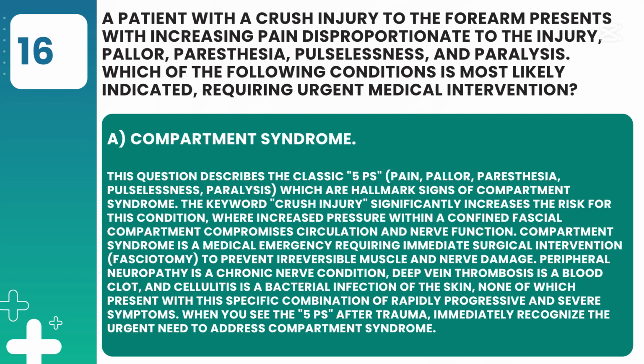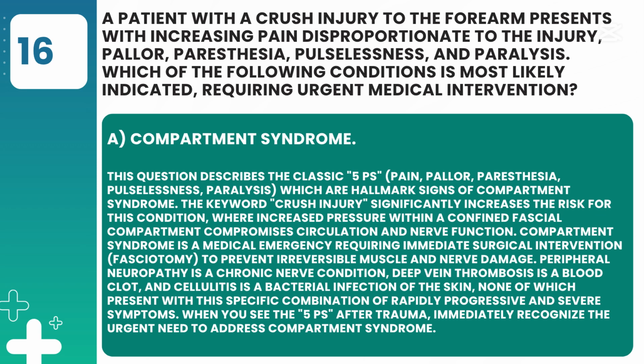Answer: A. Compartment syndrome. This question describes the classic 5 Ps: pain, pallor, paresthesia, pulselessness, paralysis, which are hallmark signs of compartment syndrome. The keyword crush injury significantly increases the risk for this condition, where increased pressure within a confined fascial compartment compromises circulation and nerve function. Compartment syndrome is a medical emergency requiring immediate surgical intervention, fasciotomy, to prevent irreversible muscle and nerve damage.